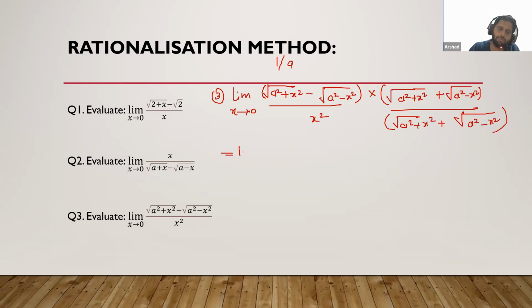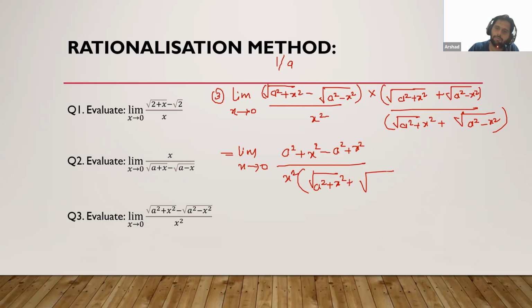So this you will get what? Limit x tends to 0. And here you will get a square plus x square minus a square plus x square by x square into under root of a square plus x square plus under root of a square minus x square. Okay. So here you will get limit x tends to 0. a square will get cancelled out. So here you will get 2x square by x square.